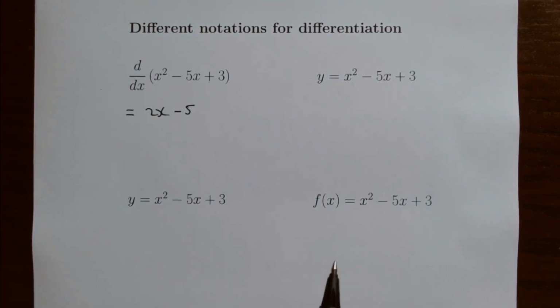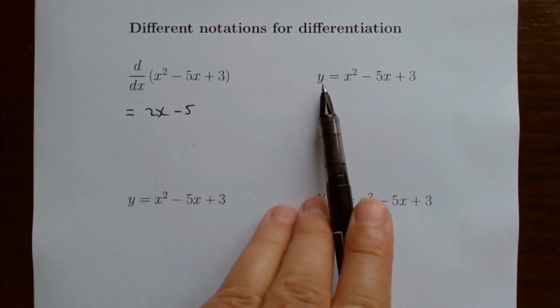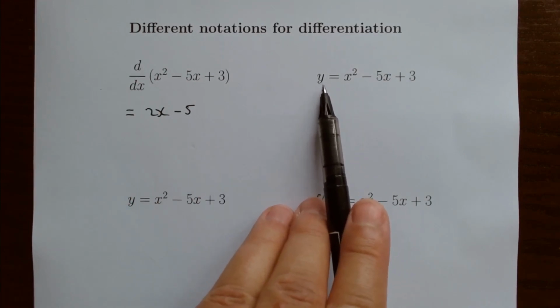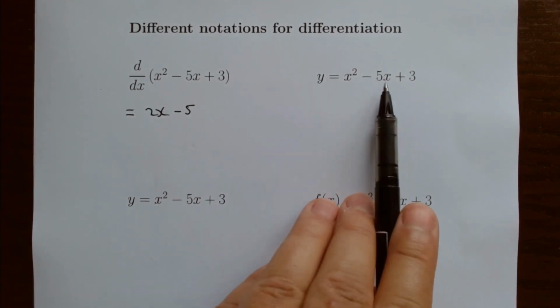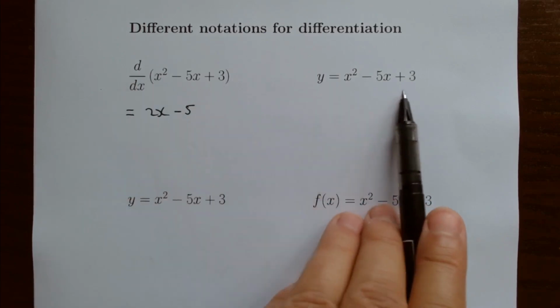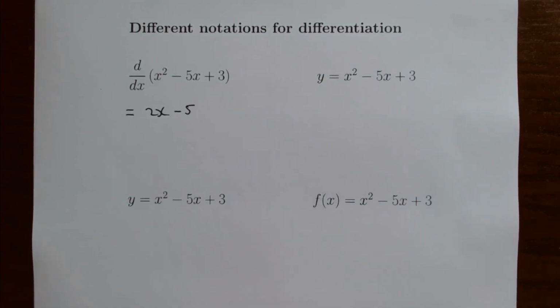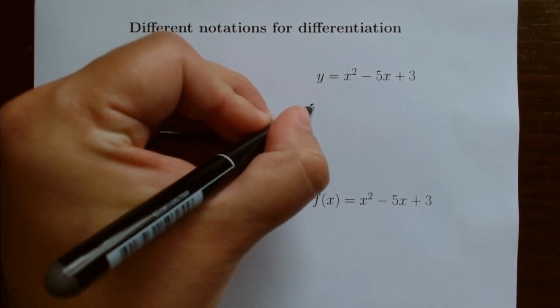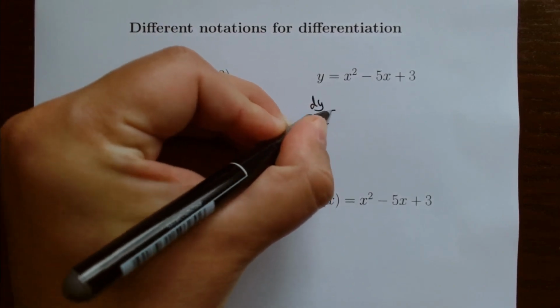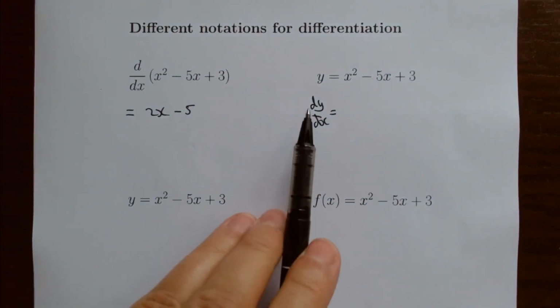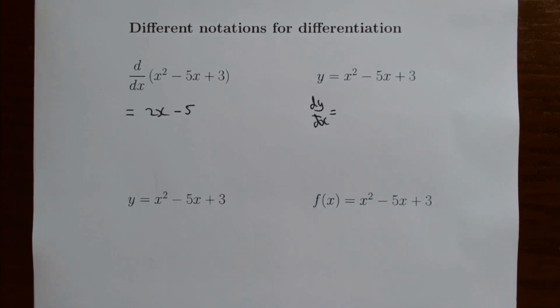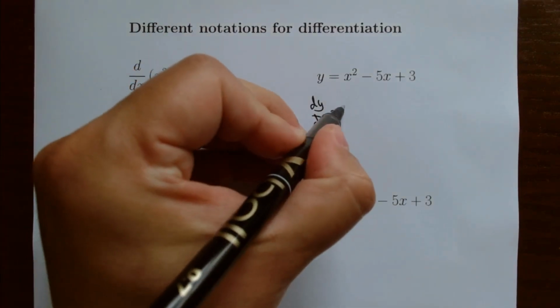But instead of being given this, we could be given it in xy notation. So this is the same question, but they've given it like this, and one way to denote differentiation would be dy dx. So we say dy dx or dy by dx, and then we just differentiate it.